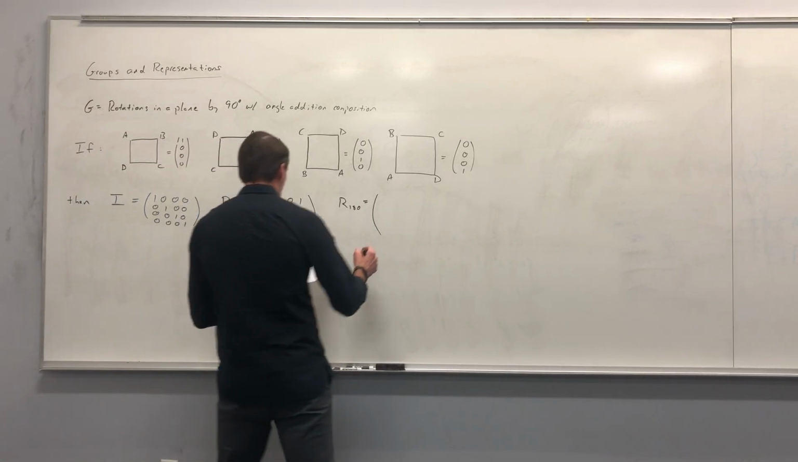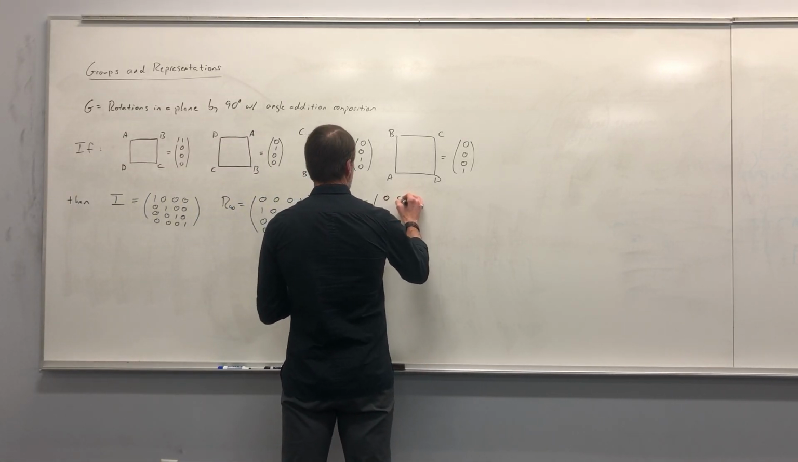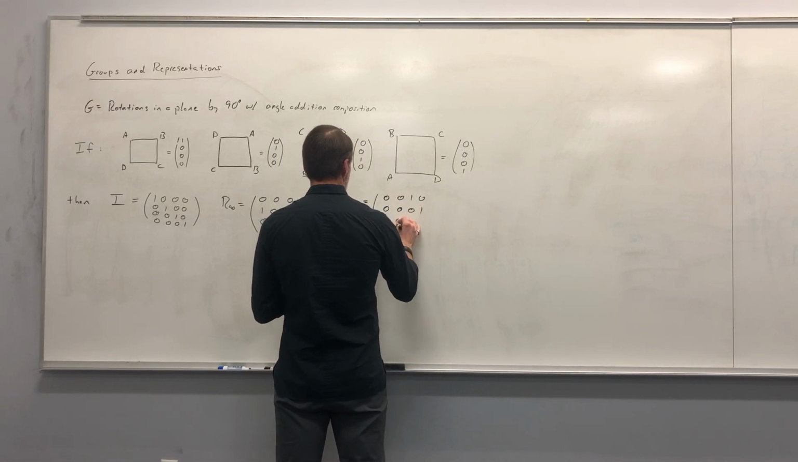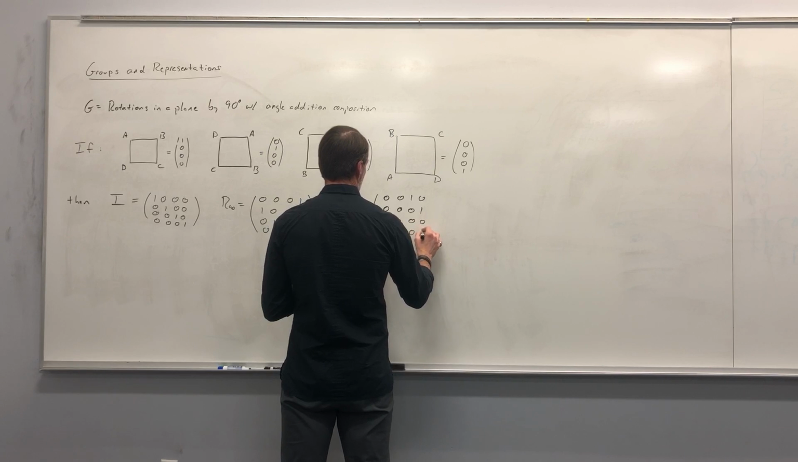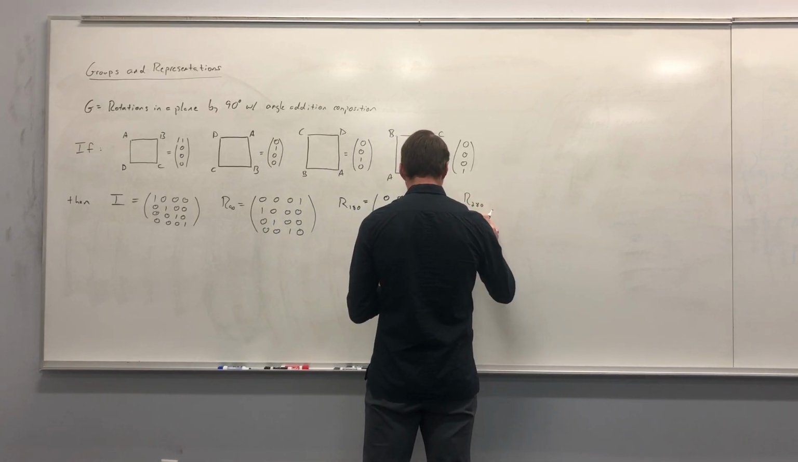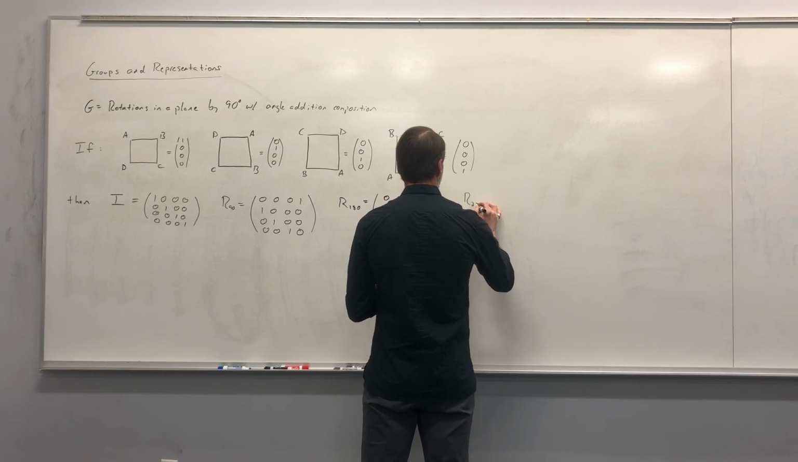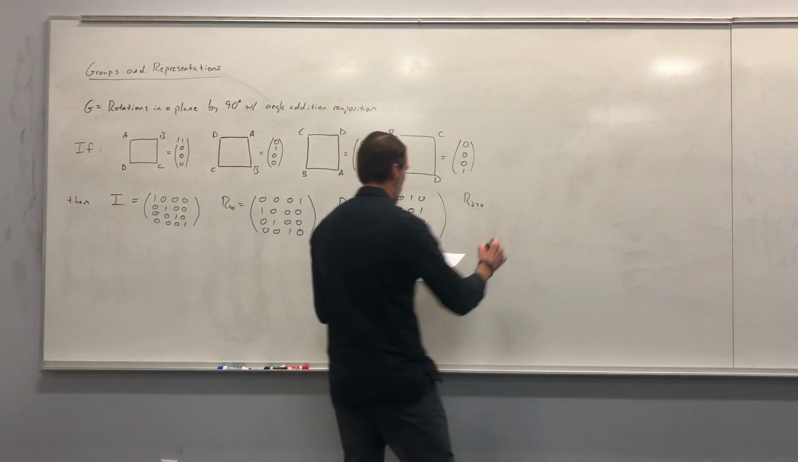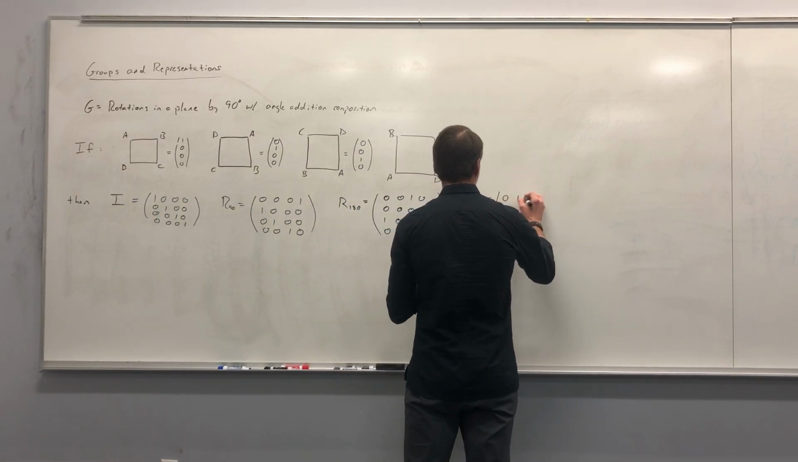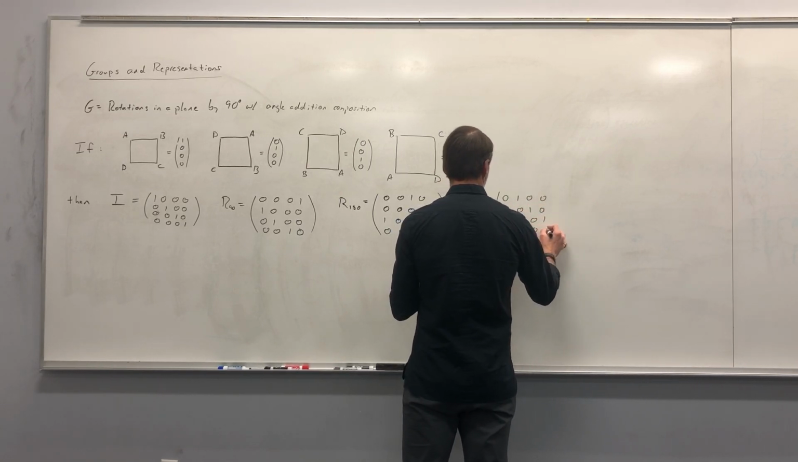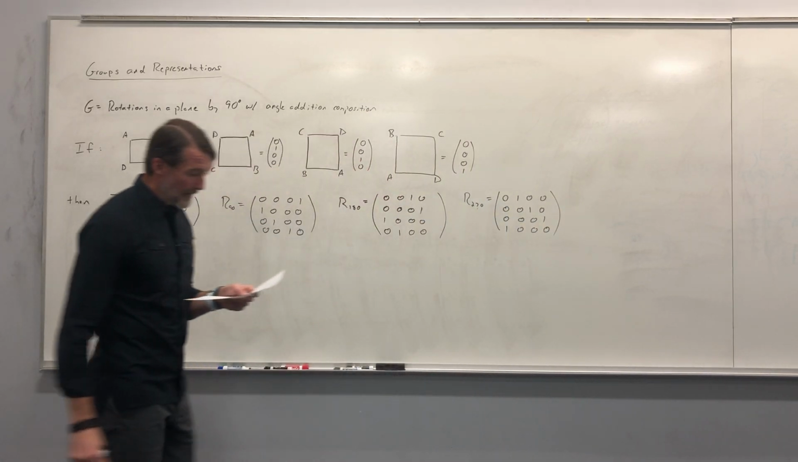Okay? So R180 ends up being 0, 0, 1, 0, 0, 0, 0, 1, 1, 0, 0, 0, 0, 1, 0, 0. And then last but not least, R270, which you can get by combining R90 and R180, is going to be 0, 1, 0, 0, 0, 0, 1, 0, 0, 0, 0, 1, 1, 0, 0, 0. Okay?